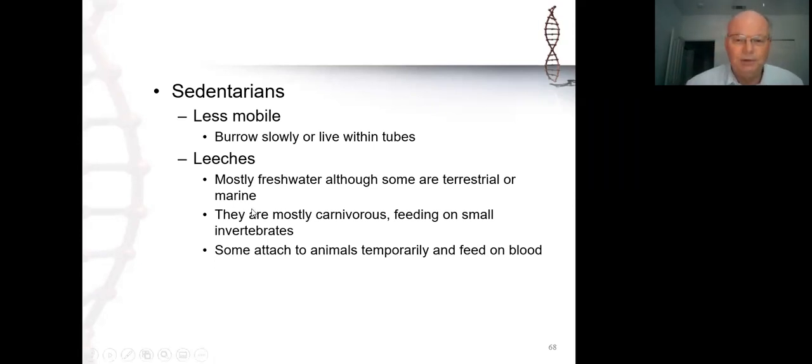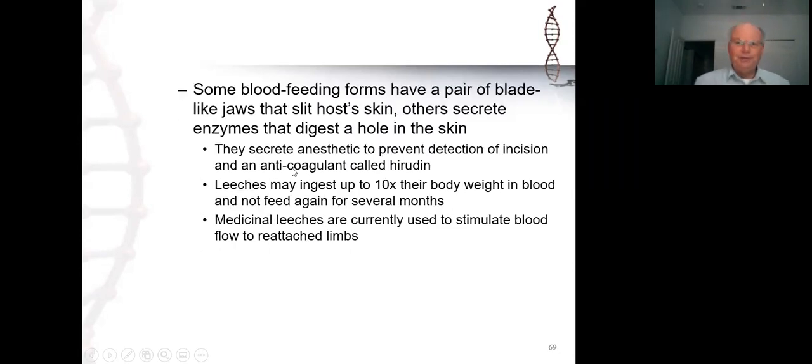feed on small invertebrates that they can capture in the environment. Those that are blood feeding typically have a jaw-like apparatus that allows them to slice through the skin. Many of them have blades that work like the blades on a pair of scissors. They can also secrete an anesthetic that numbs it so that you don't notice that that's what they're doing.